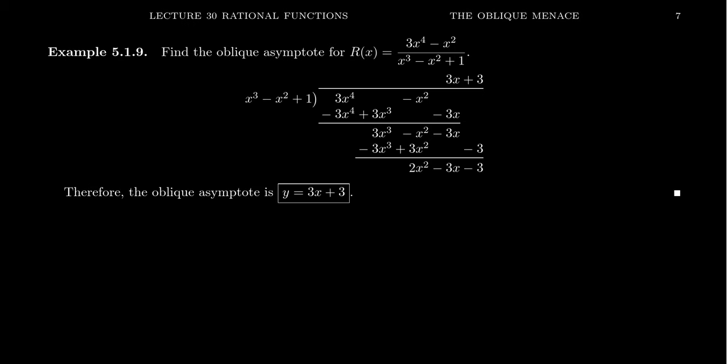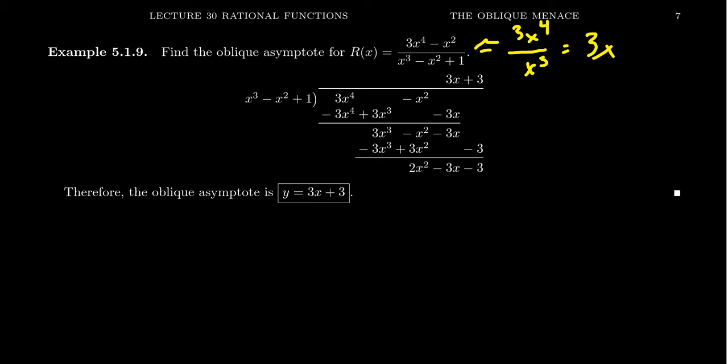So as a first example, let's take r of x to equal 3x to the fourth minus x squared over x cubed minus x squared plus 1. We can see when we look at the top and the bottom, the leading term on top is one bigger than the bottom, 3x to the fourth over x cubed. I was saying before that the end behavior of this thing will be approximately 3x to the fourth over x cubed, which would simplify to be 3x. So this thing is approximately a line, but we can even do better than that.